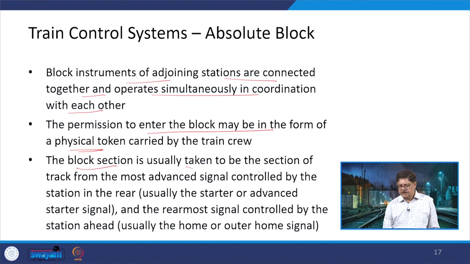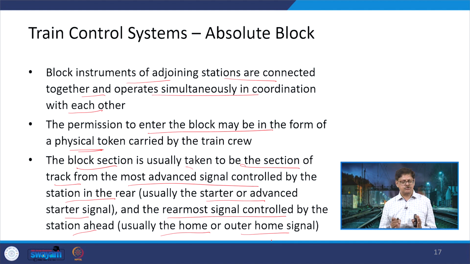So, this is one type of system which we are discussing. The block section is usually taken to be a section of track from the most advanced signal controlled by the station in the rear, which is a starter or advanced starter signal, and the rearmost signal controlled by the station ahead, that means usually the home or the outer home signal. So, in between those two the block section is going to be there. In fact, just before this we have looked at the various definitions and there also we have talked about a block section in different cases. So, you can again revisit that and understand what type of section we are discussing here.